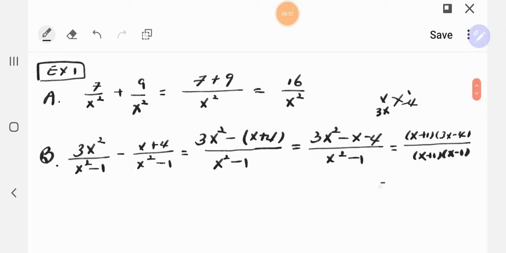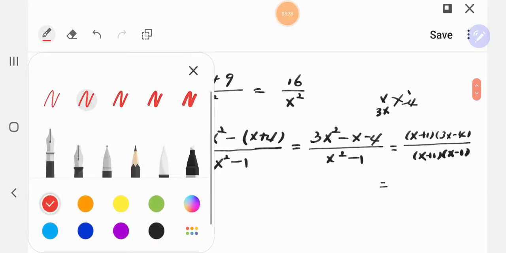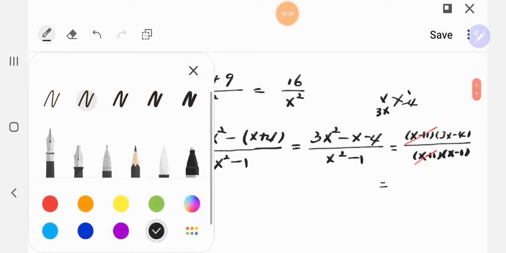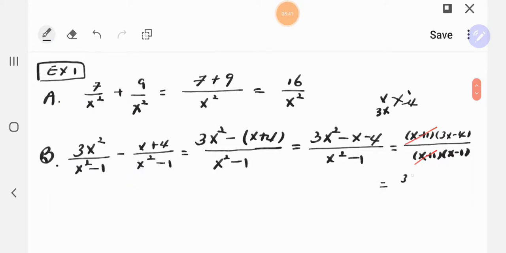Finally, the answer will be, we can cancel out x plus 1 from both the numerator and denominator. So the answer is: the numerator is 3x minus 4, and the denominator is x minus 1. So that's the answer.